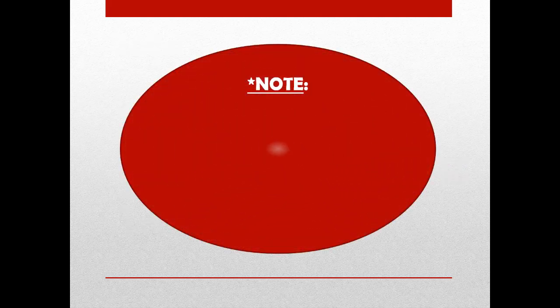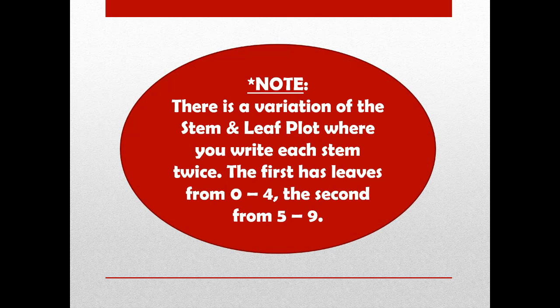Okay, so there's a second type of stem and leaf plot. We're not going to see it too much, but every once in a while you'll run into it. Instead of writing each stem once, you write each stem twice. And then we arrange our leaves so that the leaves from 0 to 4 are on the first stem for a number, and the leaves from 5 to 9 are on the second stem for that number. So we're just going to convert one of the ones we've already done and put it in this format.